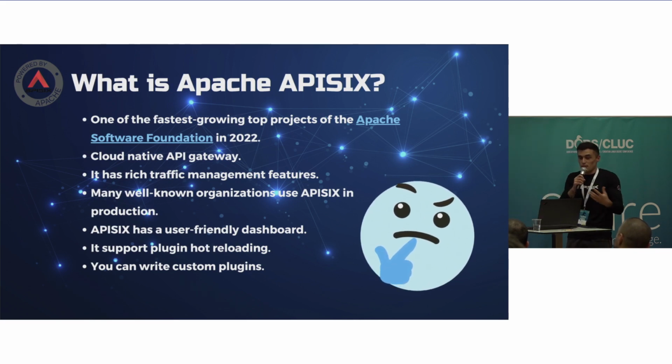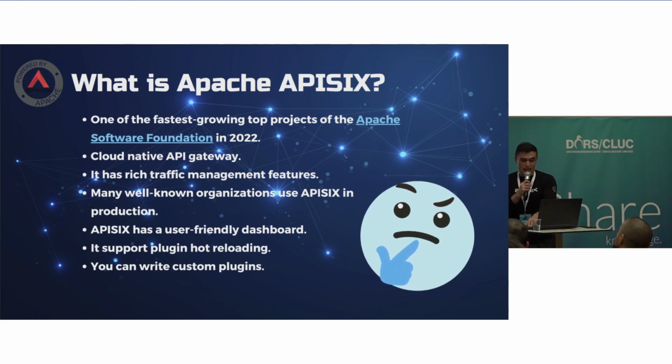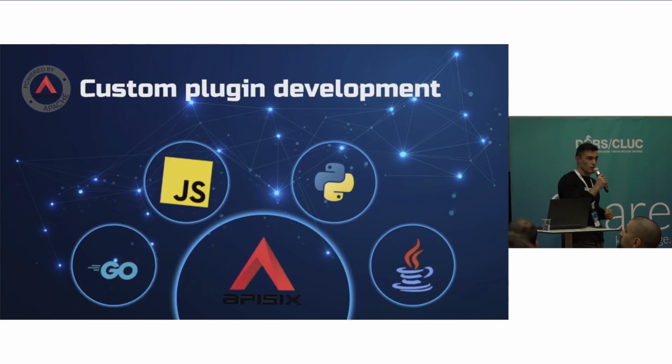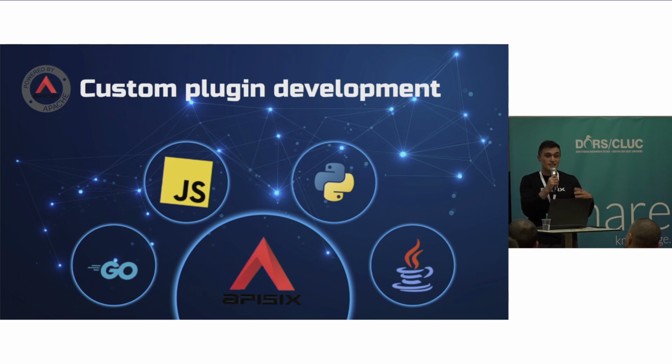You can also assume that APISIX is one of the fastest growing open source projects. What I personally like, not because I'm advocating for this product, is that it has custom plugin development. Not only Lua: you can use your other skills. Maybe you have a favorite programming language like Java, or you are familiar with Python or JavaScript. You can use plugin runners to write your own plugin if existing plugins are not enough to meet your business requirements. That's what I like.